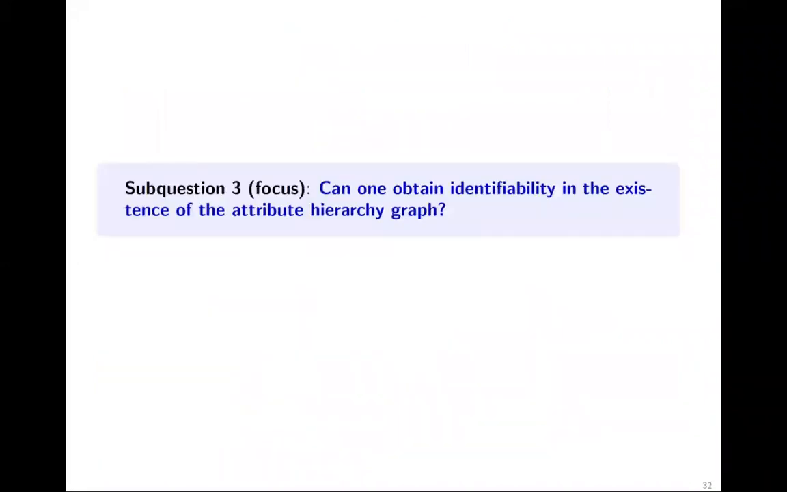Now let's move on to the third sub-question, that is, can we obtain identifiability in the existence of a non-empty attribute hierarchy graph?